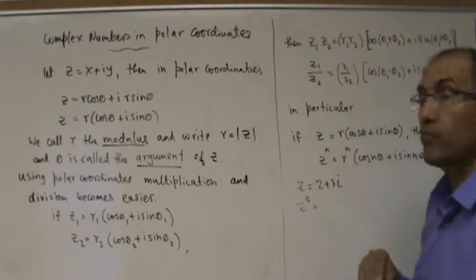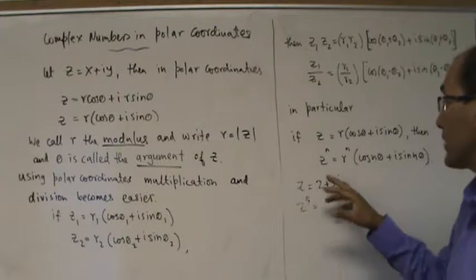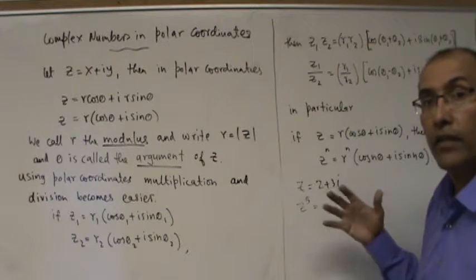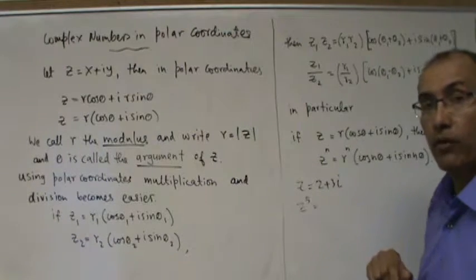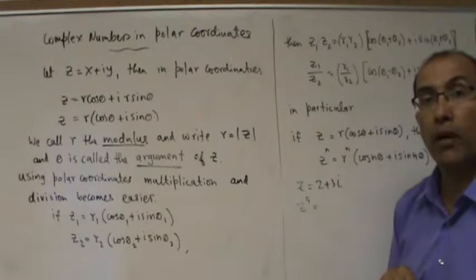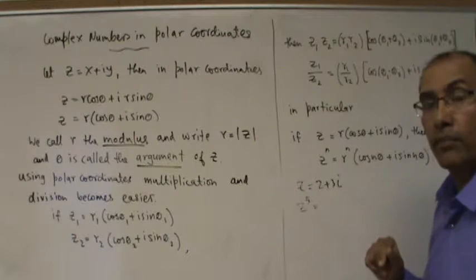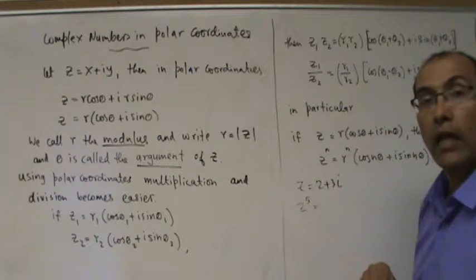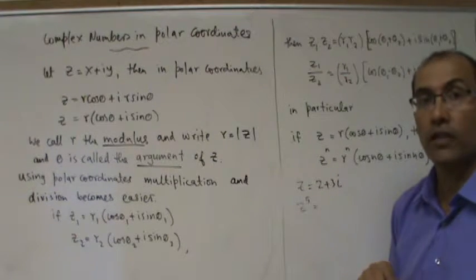But if you have it in polar coordinates, we can just use this formula and we have it in standard form in polar coordinates. So for multiplication, division and raising to a power, polar coordinate representation is easier for us to use than the rectangular Cartesian representation of the complex number.